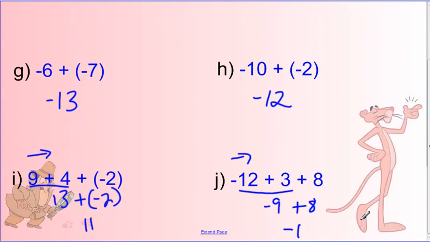And that's it. That is our integers. Positives, negatives. That's how we add. If the signs are the same, you add. If the signs are different, you subtract. Keep the sign of the bigger number. Okay?